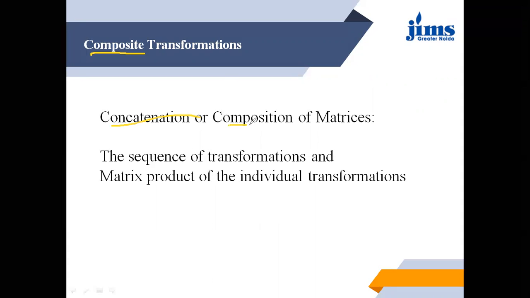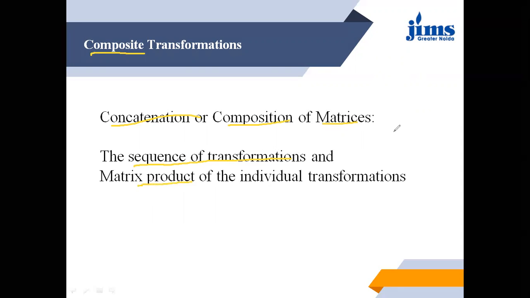or composition of matrices. As we know, we can represent the object as a matrix. So we can perform one operation at a time and after that we perform the second one. So we have to perform a sequence of transformations and make the product of all the matrices.